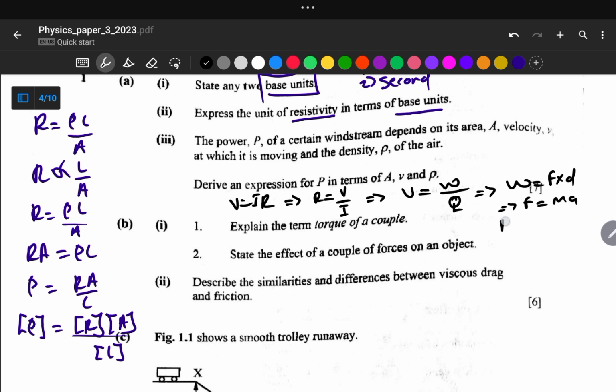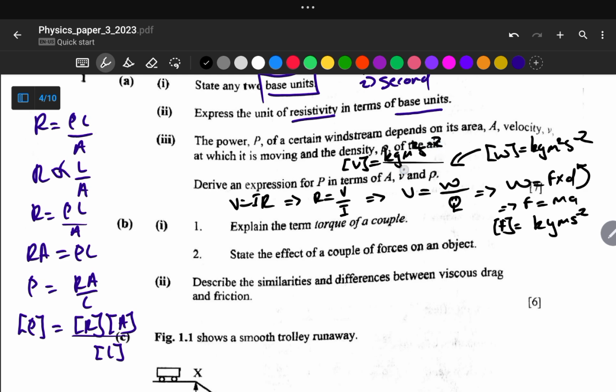So the base units of force, it is equal to what? kg meters per second squared. And then the base units of work done is kg meter squared per second squared. And the base units of potential difference is kg meter squared per second squared divided by AS, because charge is the product of current and time. These are the base units for potential difference.